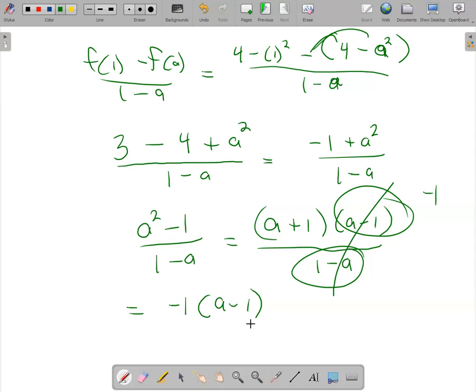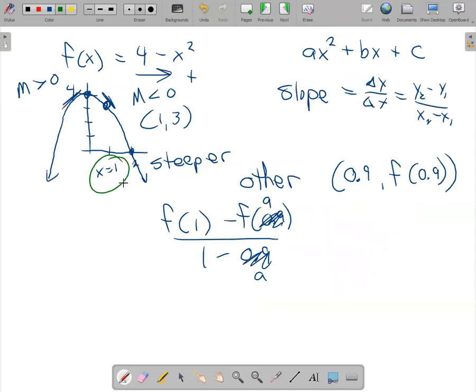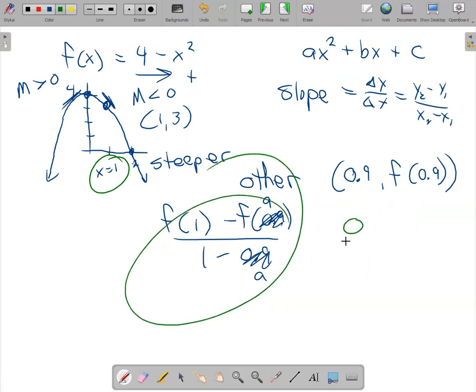Now, what did I want a to be? I wanted a to be 1 because I wanted the slope when x is 1, not to the left, not to the right, but at 1. If I try to plug a equals 1 into this original thing, I'm going to end up with 0 over 0. Right? That's what I'm going to get.